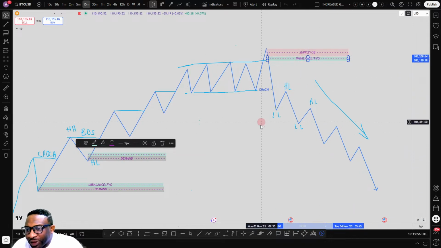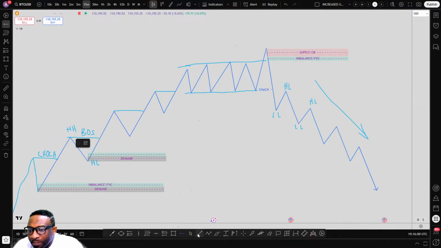Okay, so the same way we had another break of structure here. So this is a break of structure.